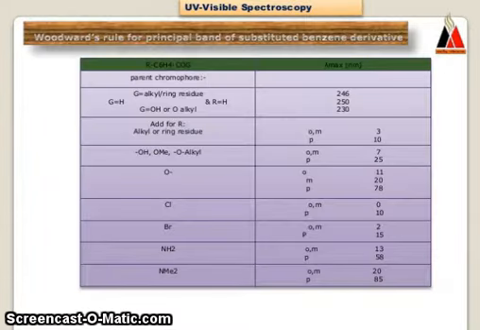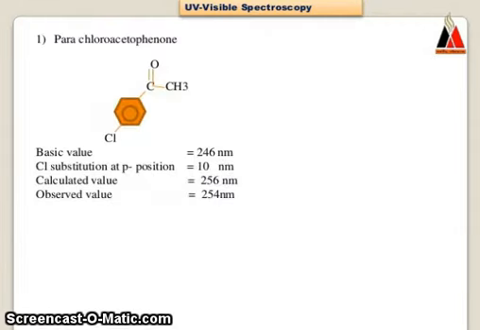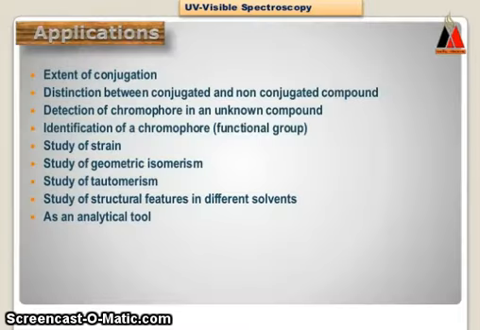Now friends, you can see this is the parent chromophore and its value. Parachloroacetophenone is an important compound, basic value 240 nanometer, Cl substituent at para position 10 nanometer, calculated value 256 nanometer and observed value 254 nanometer.